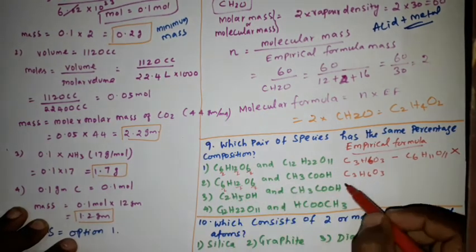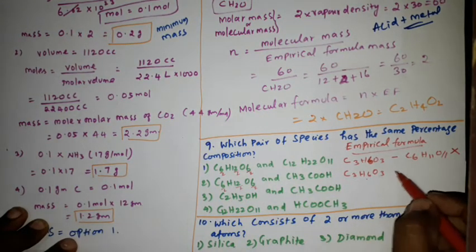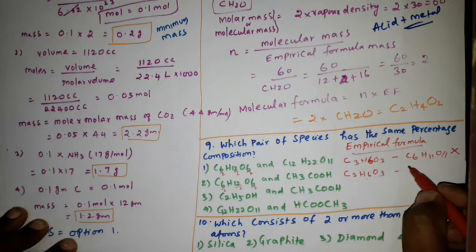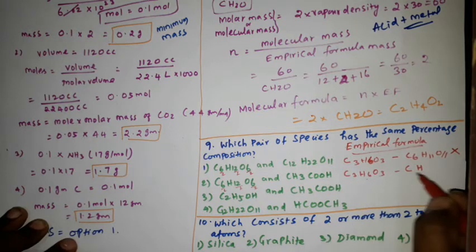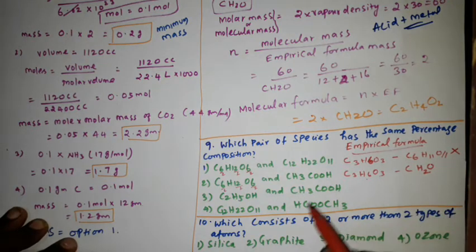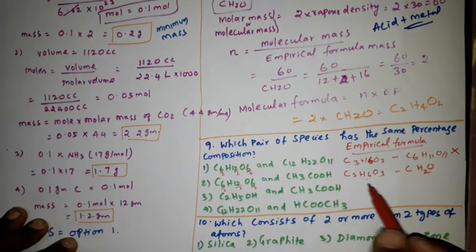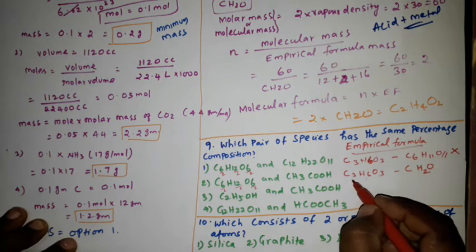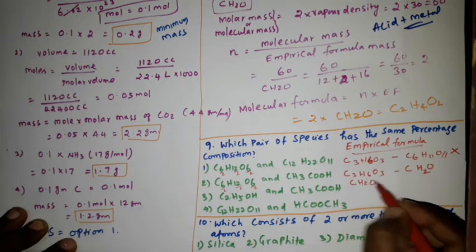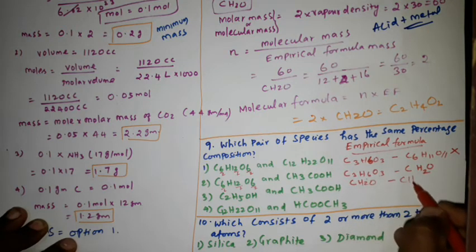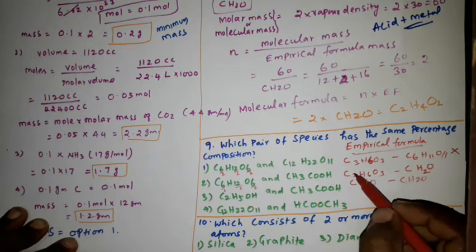Option 2: C3H6O3, and see here C2... CH2O. Then again you can divide this by 3. So you will get CH2O, right?